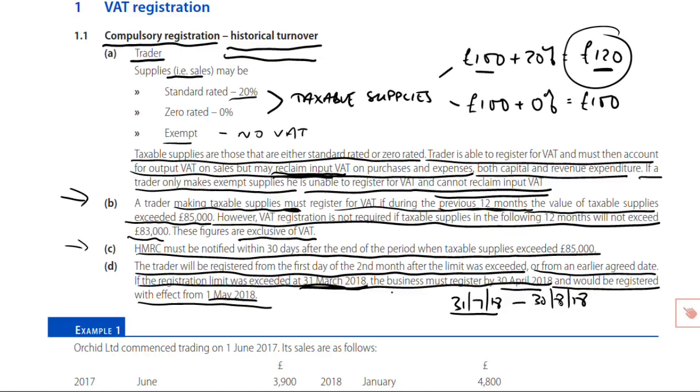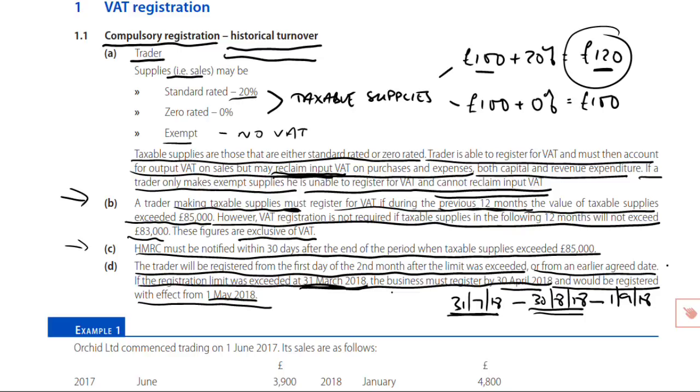So looking at the example that we've got running here, we hit the level of 85,000 taxable supplies for the first time by the end of July 18, 31st of July. So we then had to register by the 30th of August, within 30 days of that period end. We'll then be registered with effect from, well, here of course 2 months on from July is September, first day of the 1st of September 18.